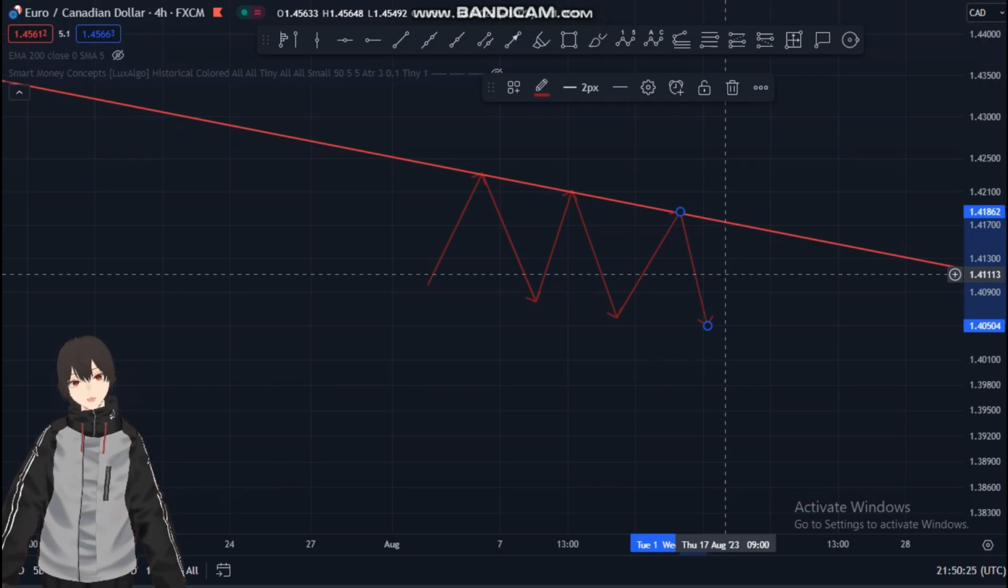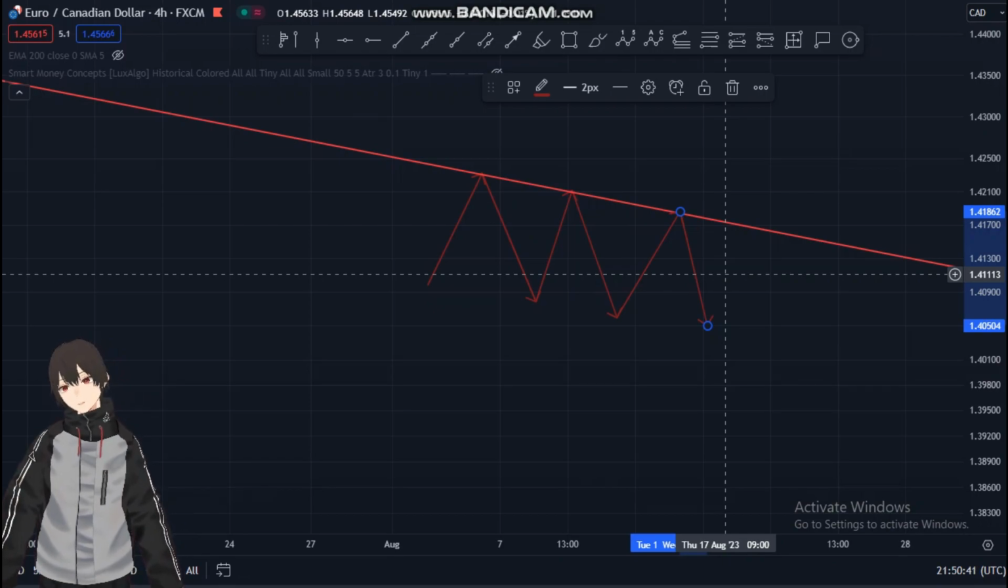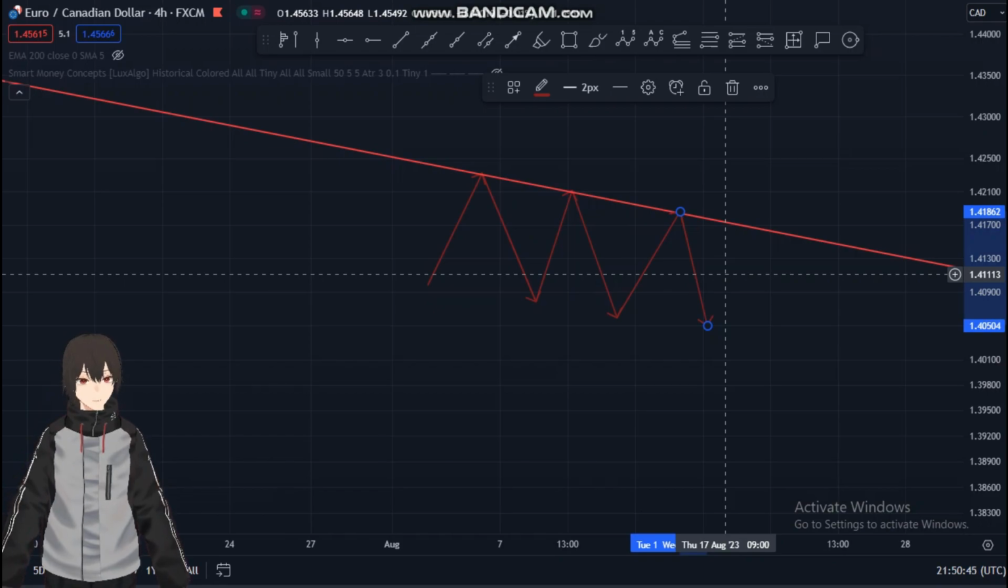Your homework today is to find 4 trend lines, 2 bullish and 2 bearish, and find 2 supports and resistances. Do your homework and send it to me on Twitter or Instagram.